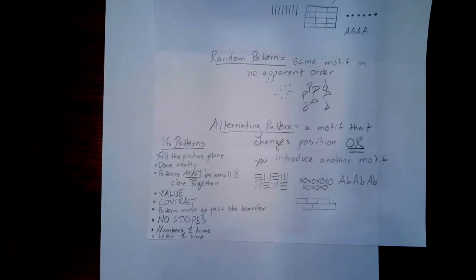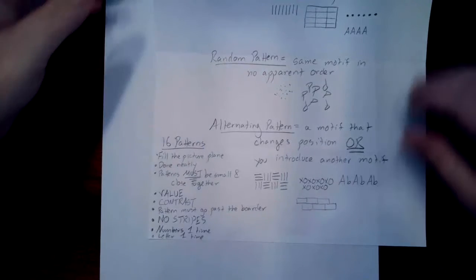No stripes, okay? You're going to create 16 patterns. I don't want to see just stripes, okay? I don't need vertical stripes, no horizontal stripes, no diagonal stripes. Don't need it. You can use numbers one time. So let's say you play sports and your favorite number is 13. You can just repeat 13, 13, 13, 13. That's fine. But you can only use numbers once. You can only use letters one time, okay? So if you're going to repeat your name over and over and over, you can only do it one time.